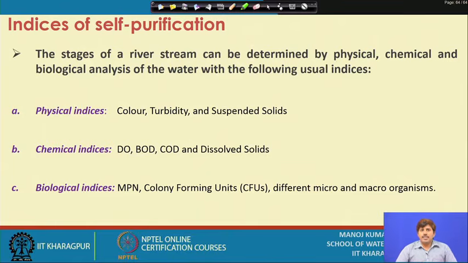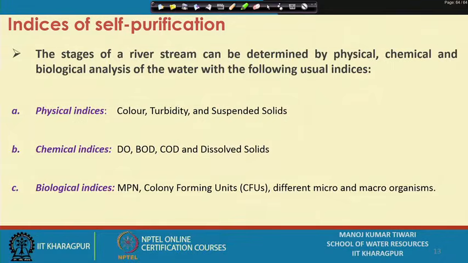There are chemical indices in the form of dissolved oxygen. What is the level of dissolved oxygen? And as we discussed, the dissolved oxygen varies. In the clean zone, we will see the dissolved oxygen level near the saturation value. In the septic zone, we will see the dissolved oxygen level very low, minimum, less than or close to 2. In the decomposition zone, we will see the dissolved oxygen level falling, and in the recovery zone, we will see the dissolved oxygen level increasing.